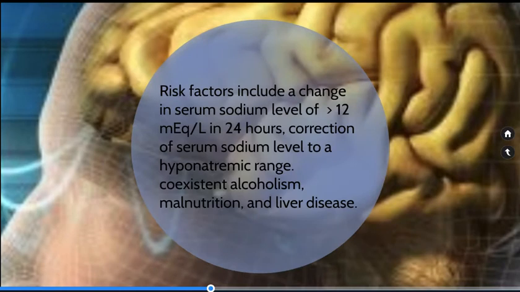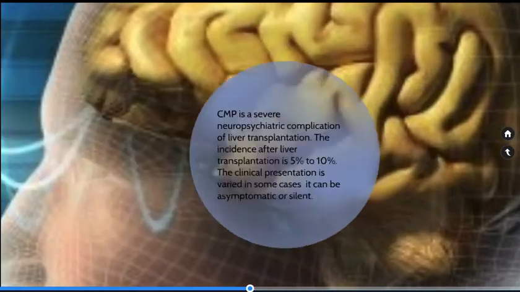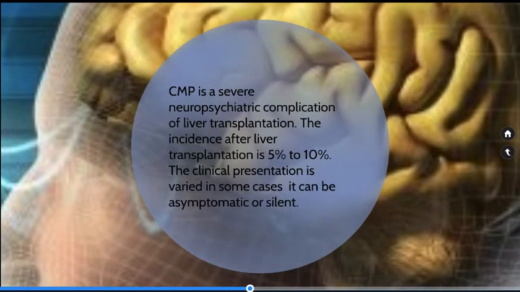Hyponatremia. Risk factors include a change in serum sodium level of greater than 12 milliequivalents per liter in 24 hours, correction of serum sodium level in a hyponatremic range, and coexisting alcoholism, malnutrition, and liver disease. Neuropsychiatric complications. CPM is a severe neuropsychiatric complication of liver transplantation. The incidence after liver transplantation is 5% to 10%. The clinical presentation is varied. In some cases, it can be asymptomatic or silent.